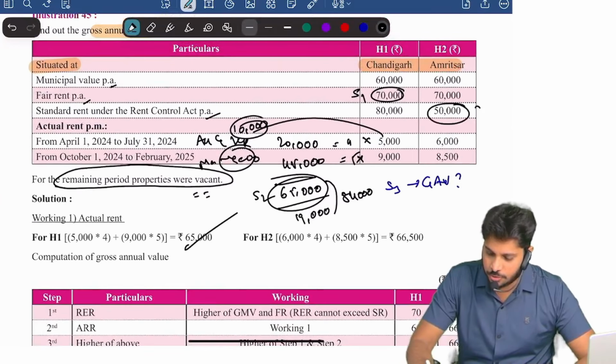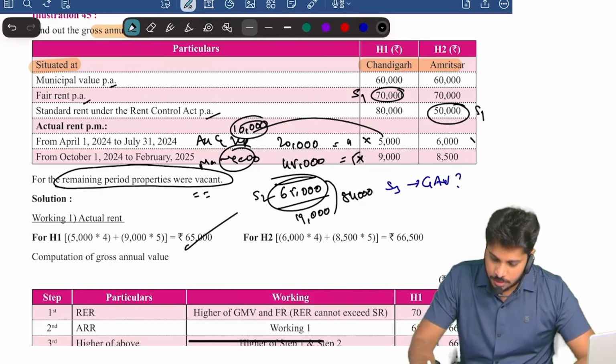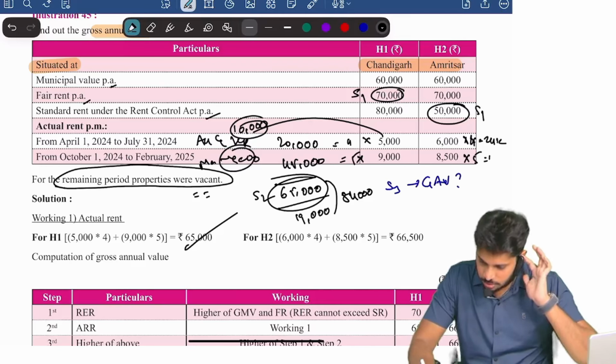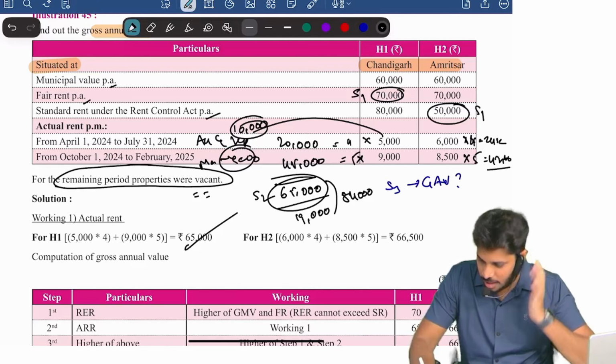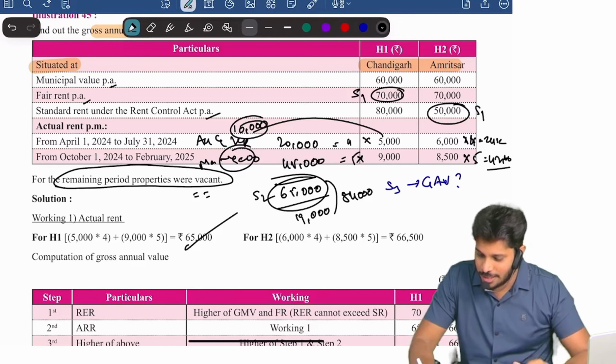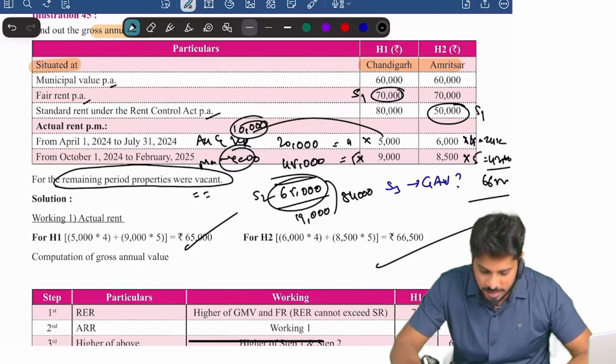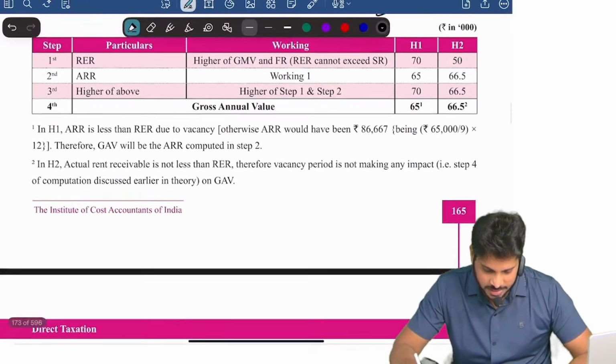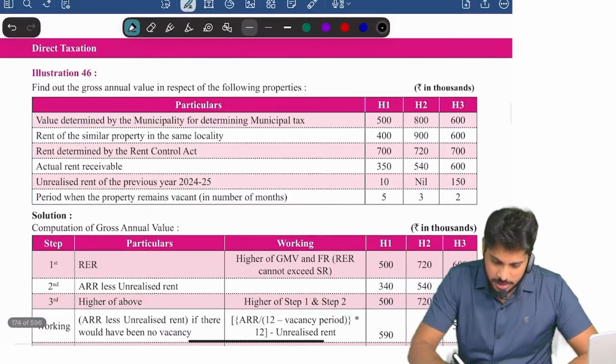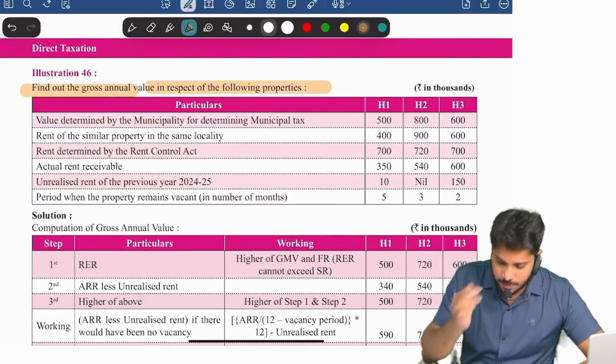Then house number 2, step 1 is this. Then step 2, 6,000 into 4 months is equal to 24,000. Into this one is for 5 months, 42,500. Already step 2 is higher. So 66,500. Whichever is higher, 66,500. That's it. Next, find out gross annual value in respect of the following properties.